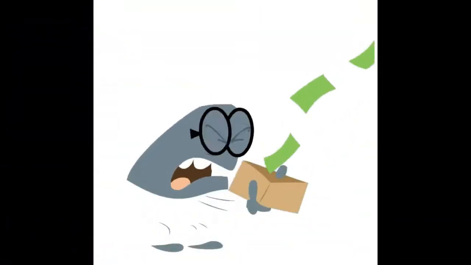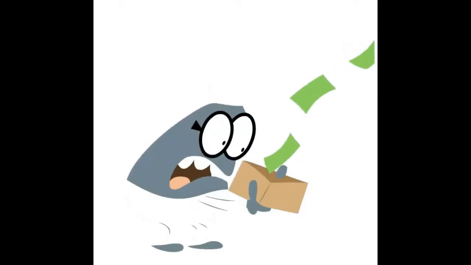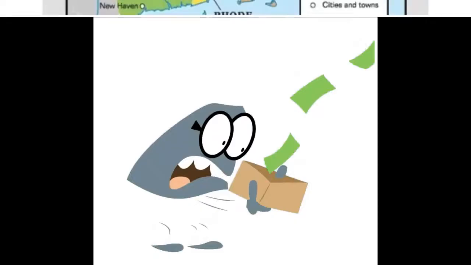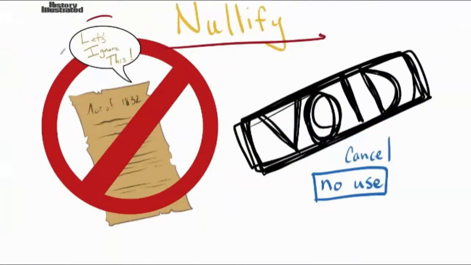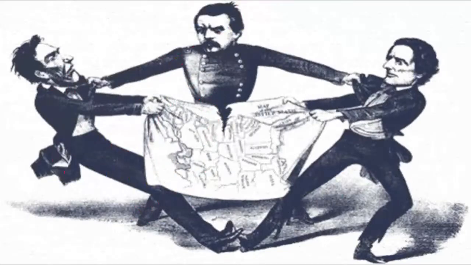During the War of 1812, the New England states were losing money because they couldn't trade with Britain. The New England states considered leaving the Union. One of the states' rights issues was the issue of nullification. This started in the 1830s when a fight over tariffs began.